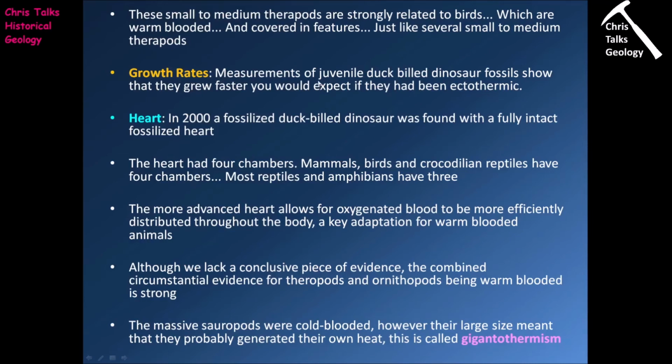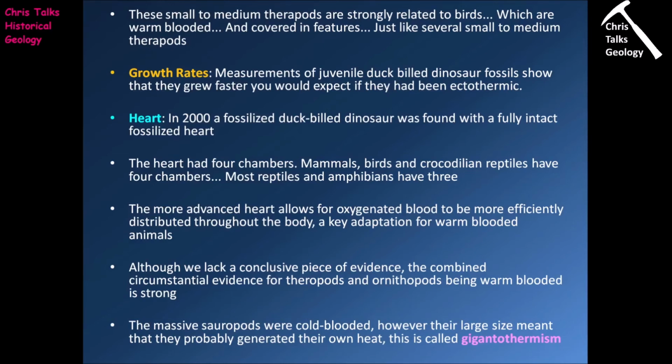So measurements of juvenile duck-billed dinosaurs, that's the hadrosaurs, if you remember the hadrosaurs are part of the subclade Ornithopoda, we can see that these juvenile duck-billed dinosaurs grew very fast. So once again, if you're cold-blooded, you have a slower metabolism, it typically means you'll add mass to your body more slowly. Your bones will grow more slowly, your muscles will develop more slowly, etc.